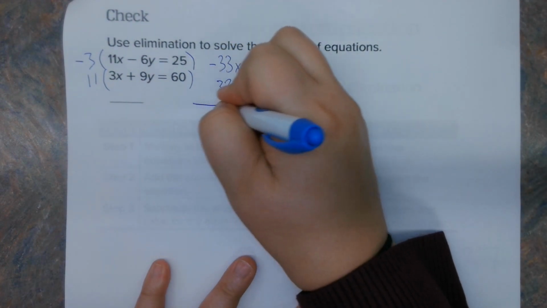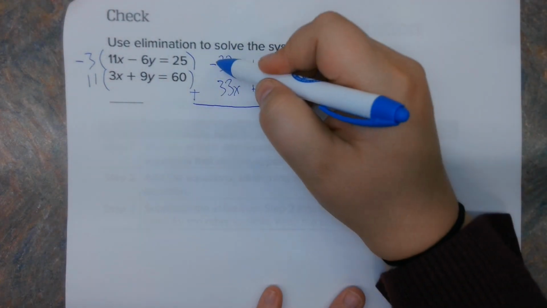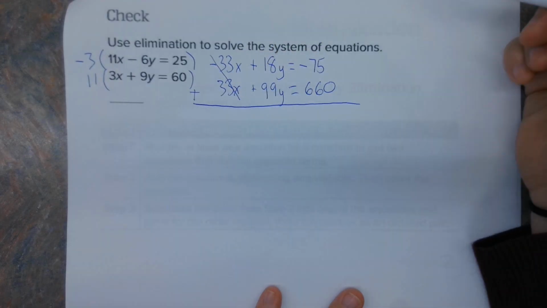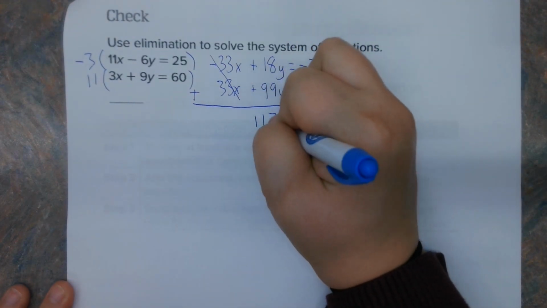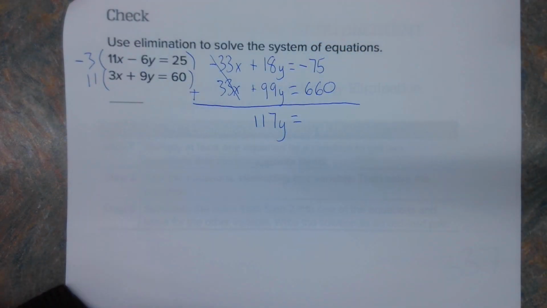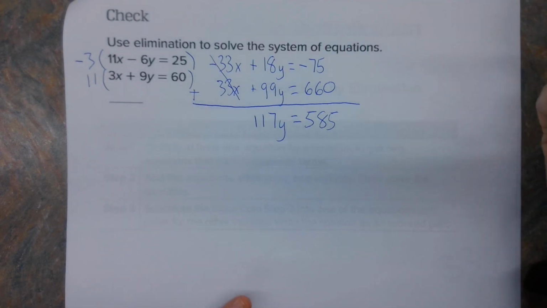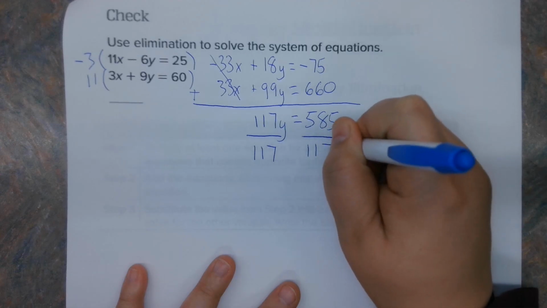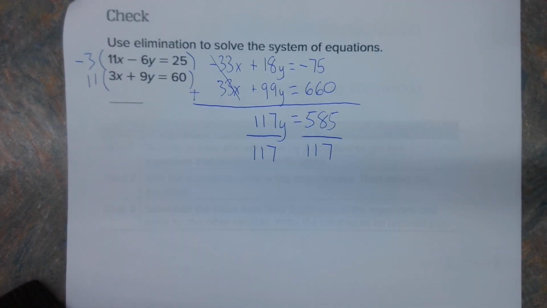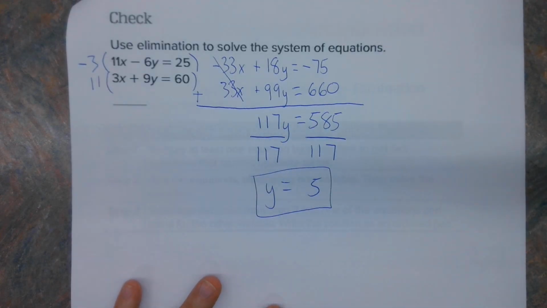So there we go. We probably have some bigger numbers doing it this way, and you should get the same thing as me when we're done. Okay? So negative, positive, same, cancel. Now I have 18 plus 99, and that's going to be 117y. And then I have negative 75 plus 660, and that's going to be 585. And this isn't all that hard because you've got calculators to help you. I'm going to divide by my 117. So I've got 585 divided by 117. That's going to be 5. So y equals 5.